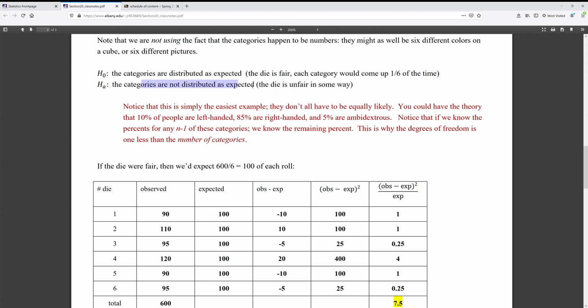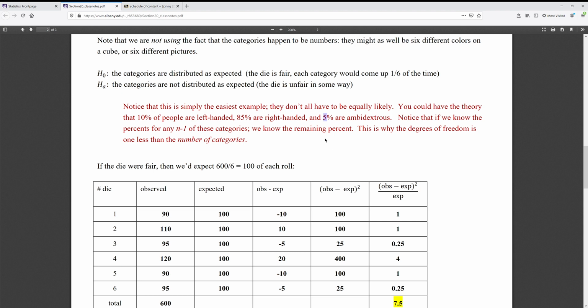And then HA, the categories are not distributed as expected. The die is unfair in some way. Something other than 1/6 each for each of the faces is the truth in the long run. And again, in red, basically what I've just said here, you could have three categories. You could have 10% of people are left-handed, 85% of people are right-handed, 5% are ambidextrous. So you could have three categories, and you could work out the numbers. Under ideal conditions, if you had a sample of size 100, then you'd expect 10 of those, and 85 of those, and 5 of those, etc.